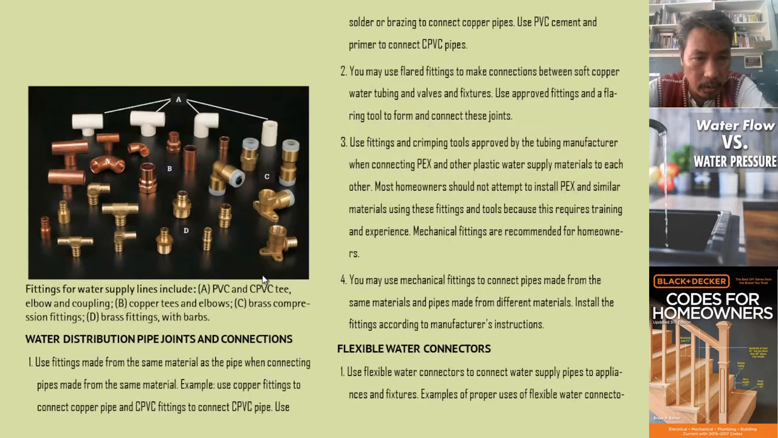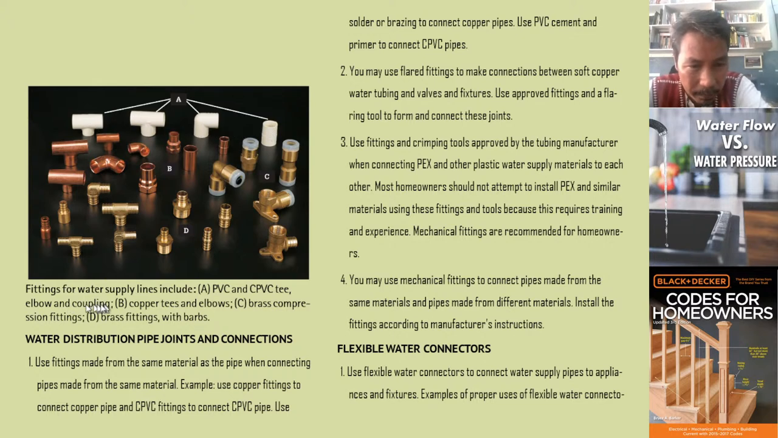So we have fittings. Fittings are the components that would connect fixture to the pipings. They can also be used to connect piping to piping. It can be used to connect one size of piping to a different size of piping. So those are some of the applications of fittings. So PVC and CPVC, type A.